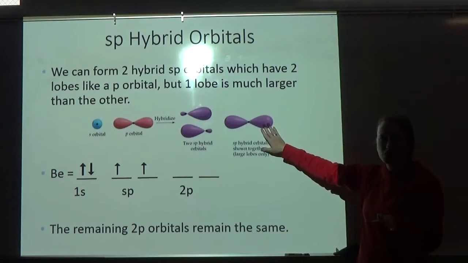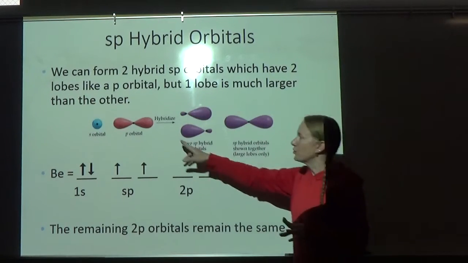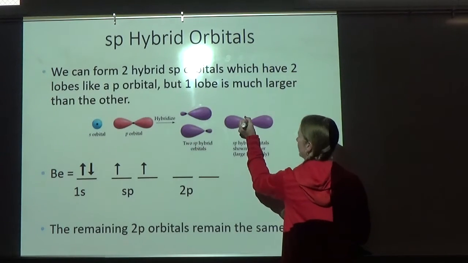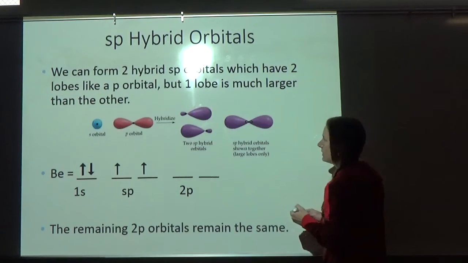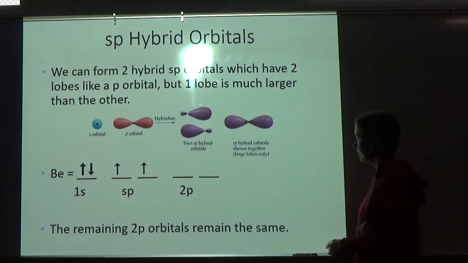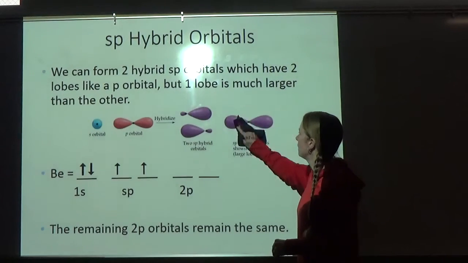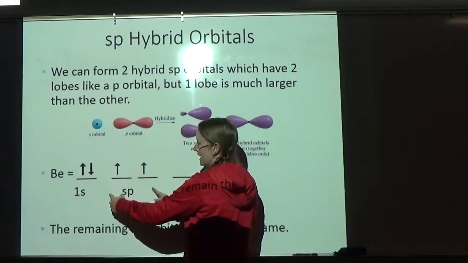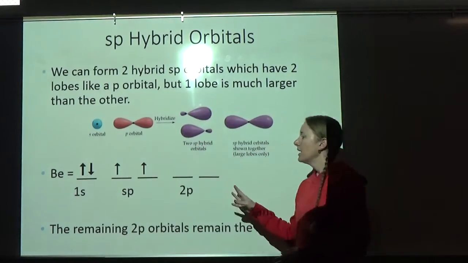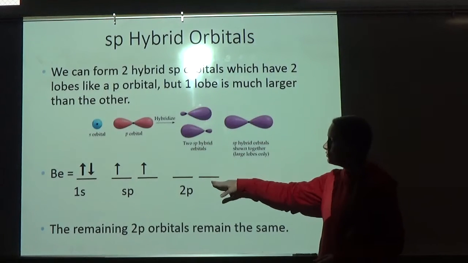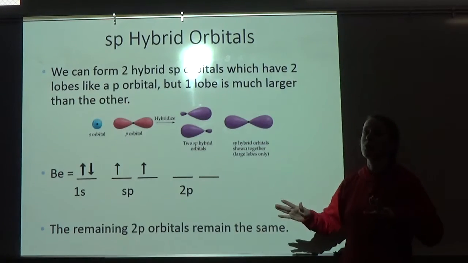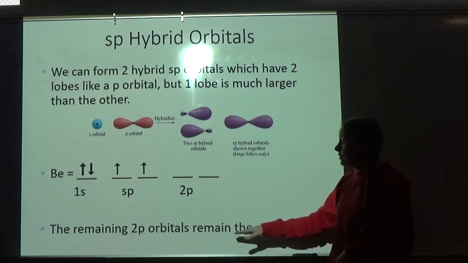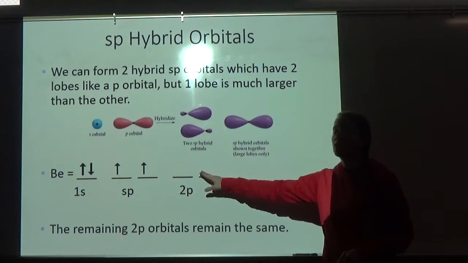I know this is kind of tricky and looks like it's just a normal p orbital, but remember you technically have the other little baby side right here and right here. They're just overlapping one another. And so if we rewrite the electron configuration, we say that these are just sp orbitals. But notice our other two p orbitals are totally normal. We did not hybridize those, because they weren't needed. So the remaining two p orbitals are the same on Be.